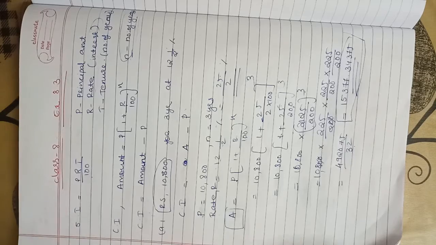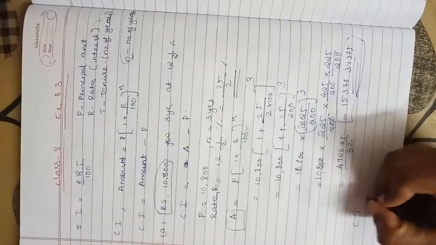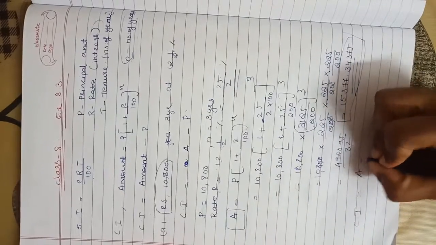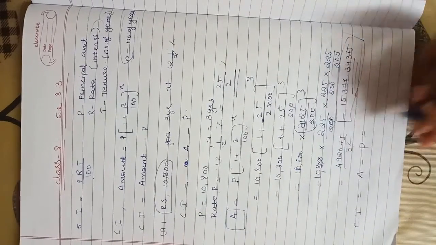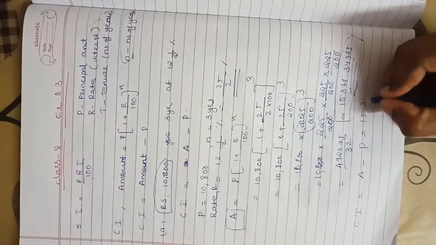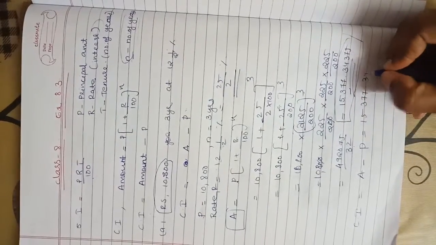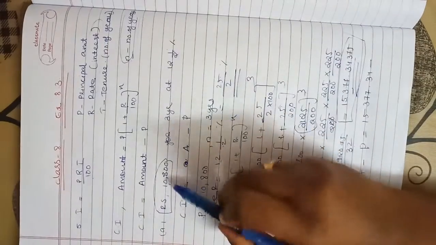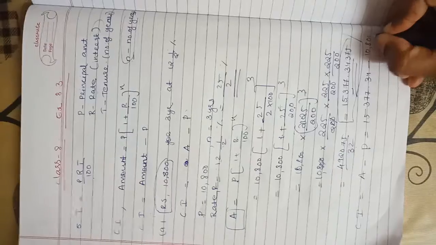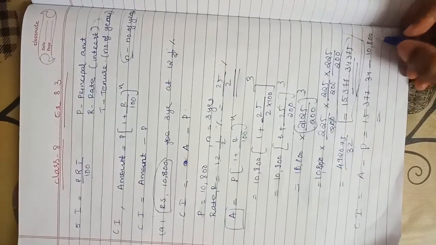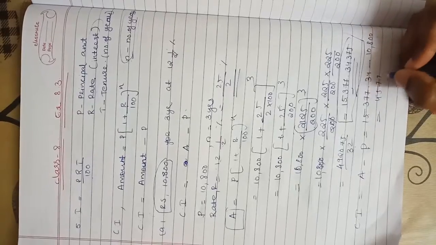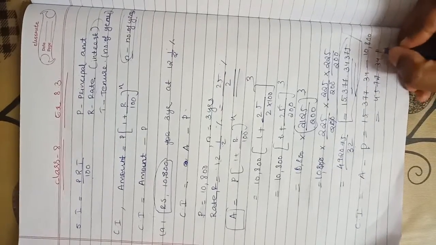Actually, we have to calculate compound interest. CI, I am representing it as compound interest. Okay, what is the equation for finding CI? Amount minus principal amount. What is amount? We calculated now 15,377.34 minus principal amount, which is already given in the question, 10,800. So 15,377 minus 10,800, we will get 4577.34 rupees.